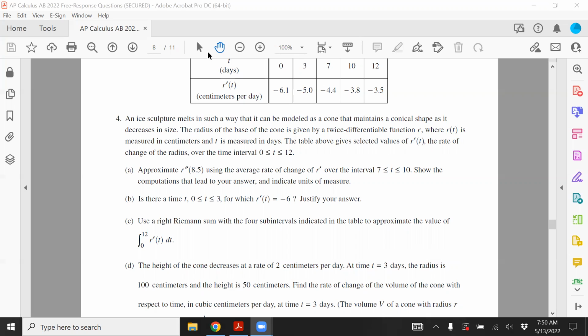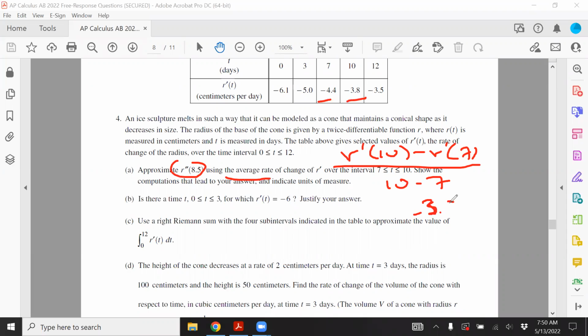So if they want R double prime of 8.5 using average rate of change, you're just doing R prime of 10 minus R prime of 7, because they told you to go from 7 to 10, and of course 8.5 is halfway between. So you just take the table values: negative 3.8 minus negative 4.4 over 3. That's 0.6 over 3, and you can leave it like that, or you can say 0.2.